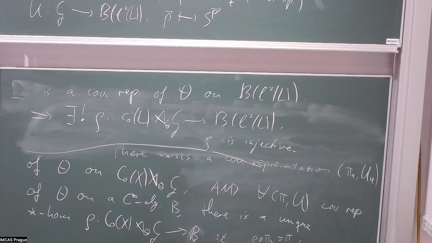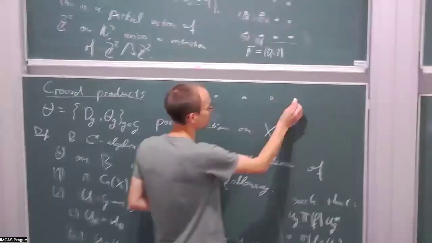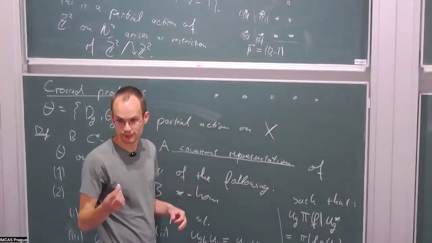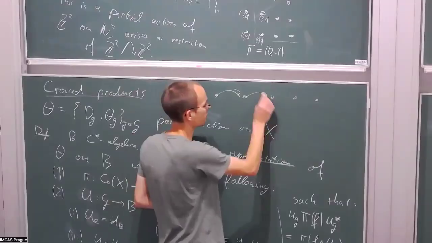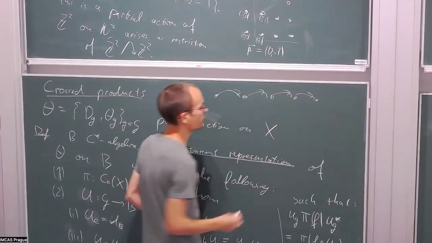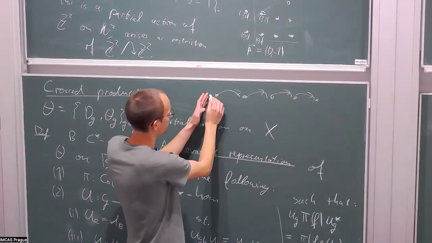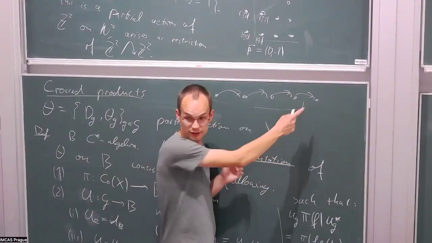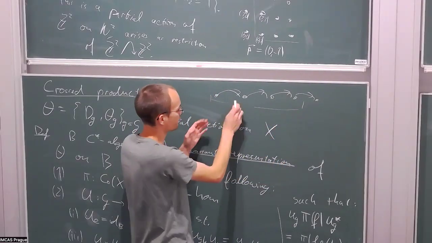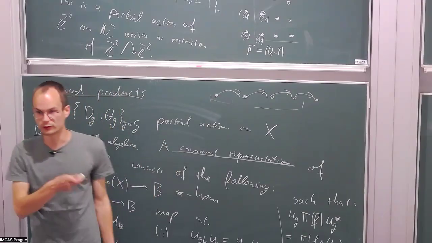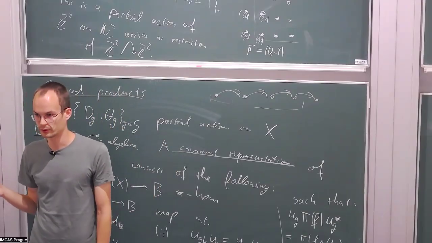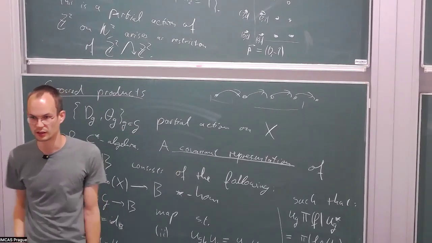A very simple example, I think: if you take n points, you take your space to be n points, and you take the partial action that just moves things in one direction. Then the domain would be everything except the last point, and the codomain would be everything except the first. Then the partial cross product is just the n by n matrix algebra. That would be an example.